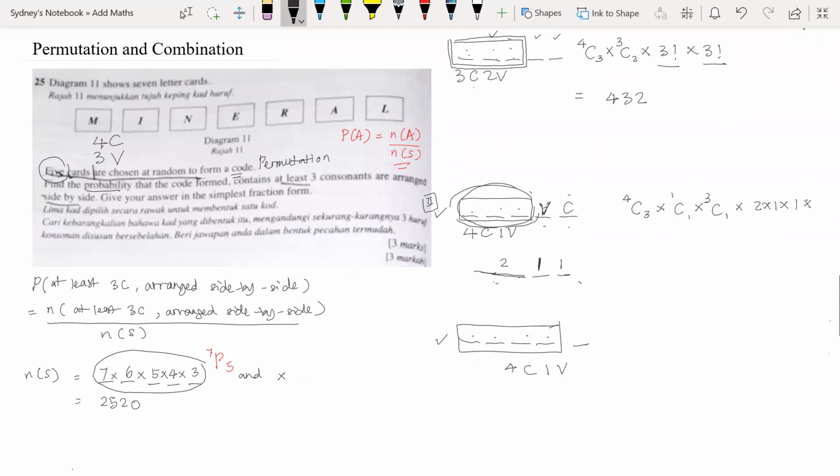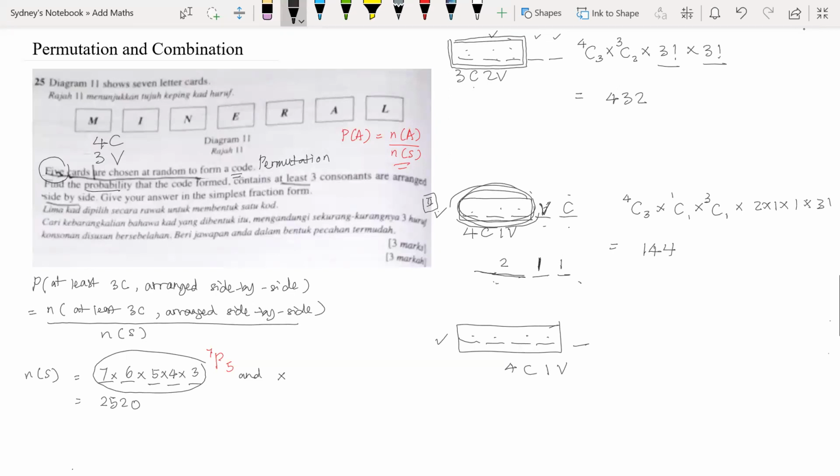And don't forget, after we have arranged externally, we have internally to be settled. Internally we have 3 consonants, so times 3 factorial. With this, use the calculator: 4C3 times 1C1 times 3C1 times 2 times 3 factorial, and we get 144. That is for the second scenario.